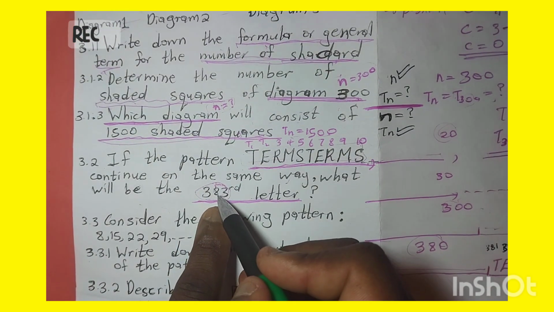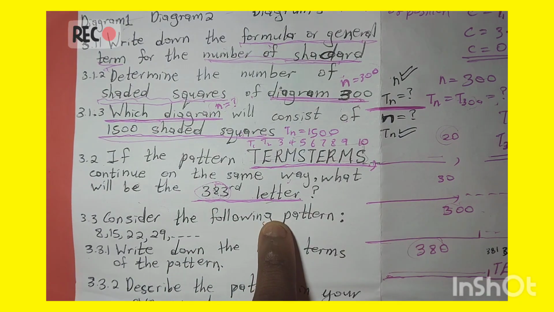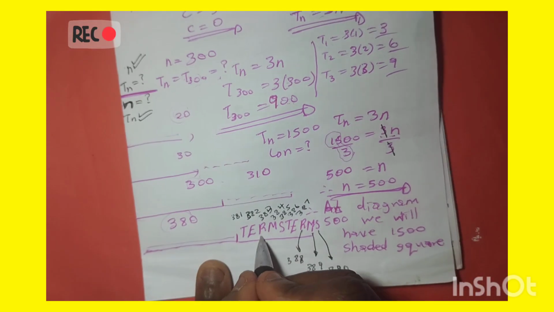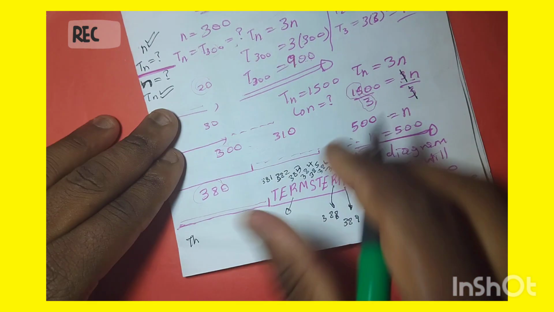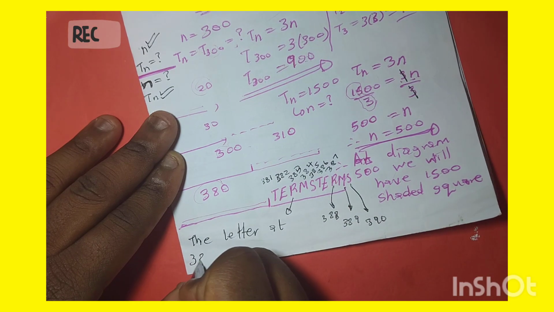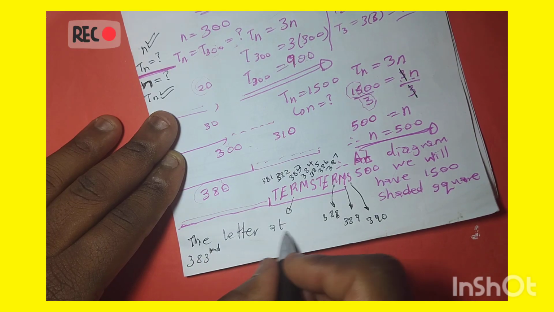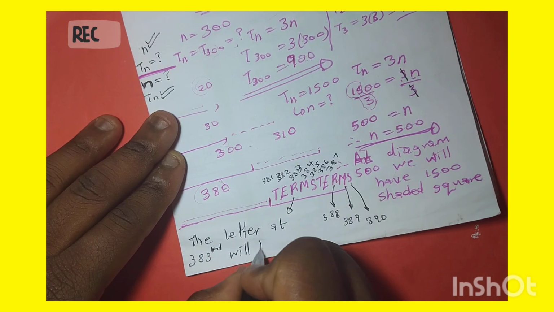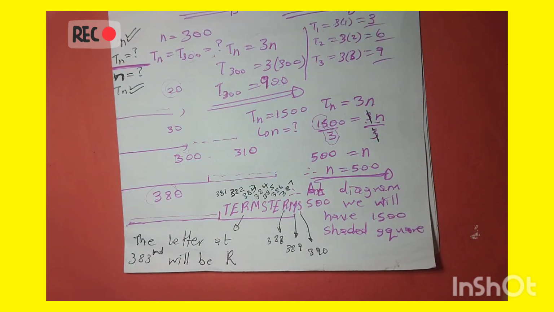The question was asking you what there? The question was asking you, on this position there, on 383, what letter will be there? So that letter, guys, will be R. If you can check here, the letter at this, that thing, it's T, ne? The letter at 383 will be R there. Do you see this thing? Yeah. That's how, guys, you should understand the patterns.